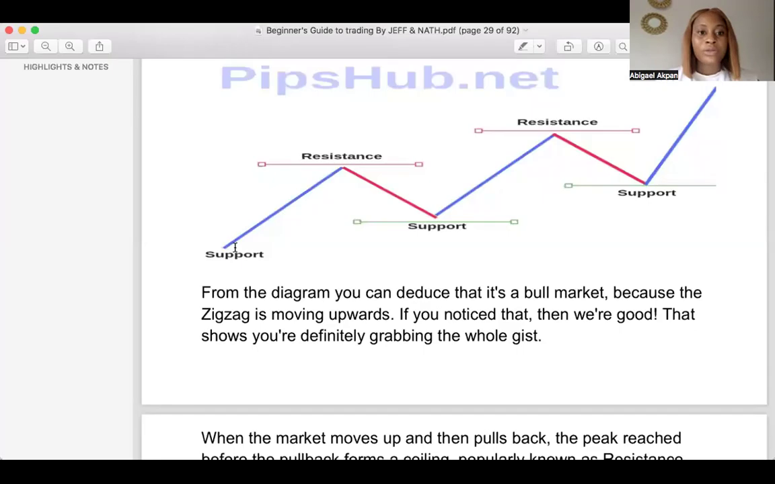Let me show you that chart again. Now this is what I'm talking about. You see, from this place to this place is one swing high. This place to this place is a swing low. This is a swing high. This is a swing low. You get? So when you follow it in that pattern, you'll be able to easily identify your support and resistance. By so doing, you'll be able to identify the peaks and the troughs.